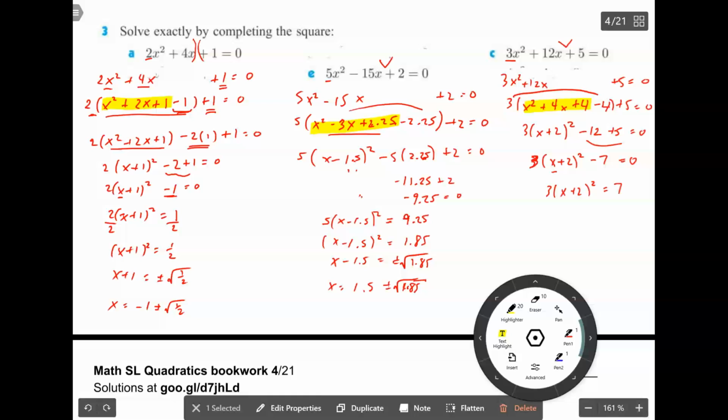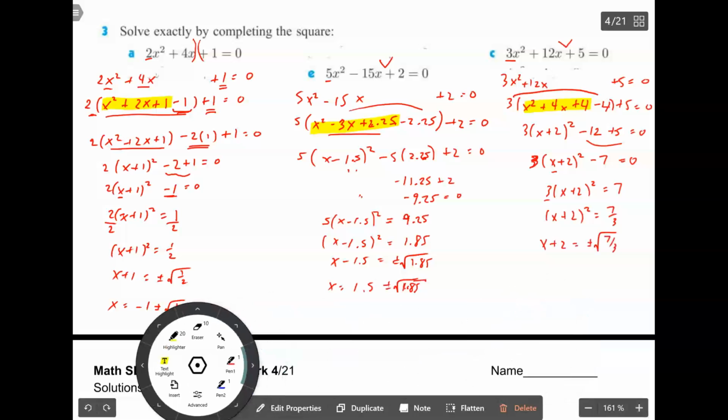Now I'm going to divide both sides by 3 because that's the last thing done here. So I get x plus 2 quantity squared equals 7/3. Then I take the square root of both sides. X plus 2 equals plus or minus the square root of 7/3. Now I subtract 2 from both sides. I get x equals negative 2 plus or minus the square root of 7/3. And I'm done.